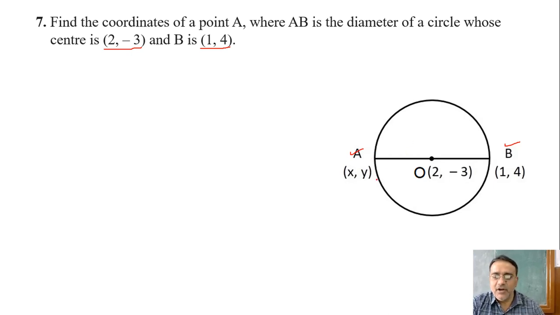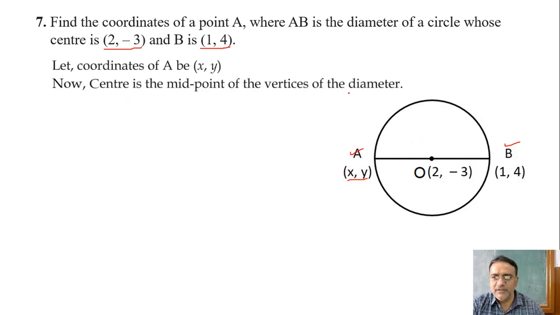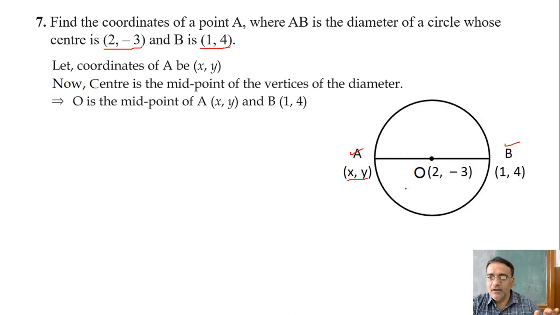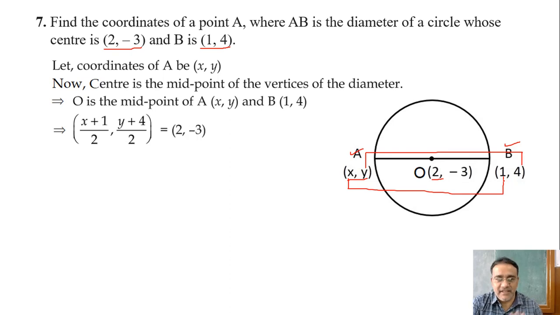Let the coordinates of A be (x, y) first, and we will write that the center is the midpoint of the diameter. So O is the midpoint of AB. How will you find the coordinate of the midpoint? By using the midpoint formula. See, x plus 1 by 2, y plus 4 by 2, and that is equal to (2, -3). So x plus 1 by 2 is equal to 2, y plus 4 by 2 is equal to minus 3. Is this step clear? This step is clear.